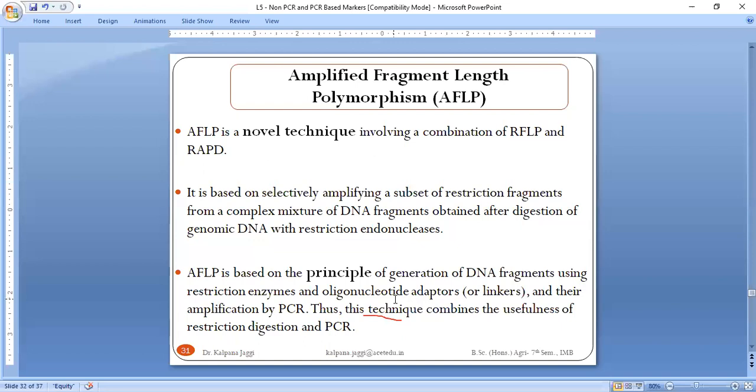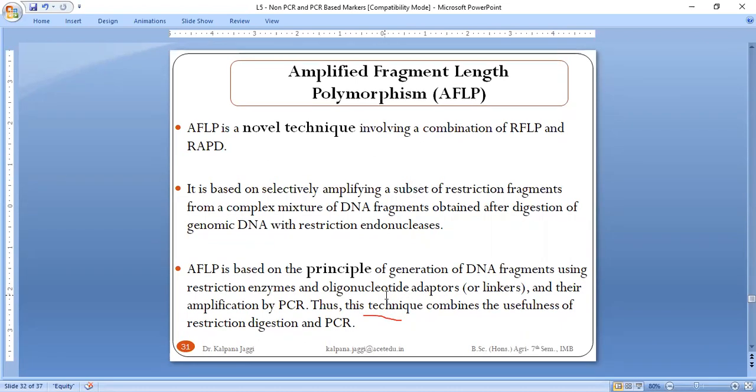The principle is again very clear, because here both the techniques are combined together. So first of all, fragments will be produced, and later on those fragments will be amplified by PCR. That means here digestion and PCR both will work together.